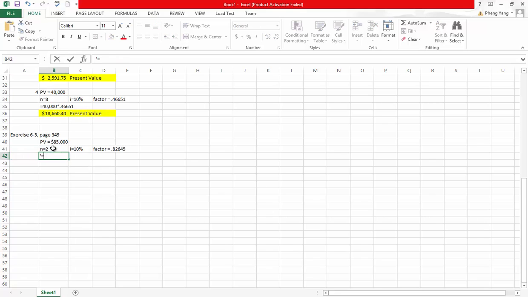So my formula is going to look like this, 85,000 times 0.82645. If I do the calculation, I will be able to know what the company must record in their books today. Okay, looks like they must record $70,248.25. That's the present value of that $85,000 that they're paying 2 years from now. Okay. All right, so that's present value.